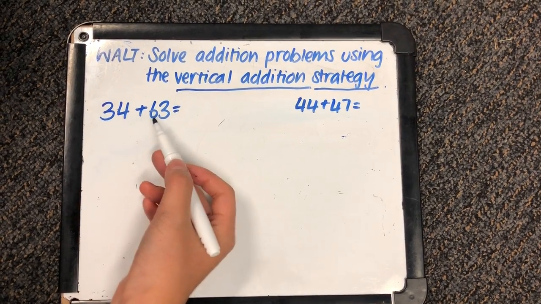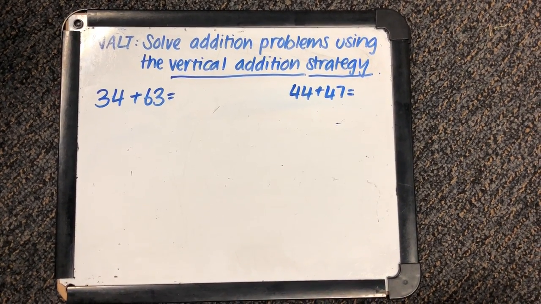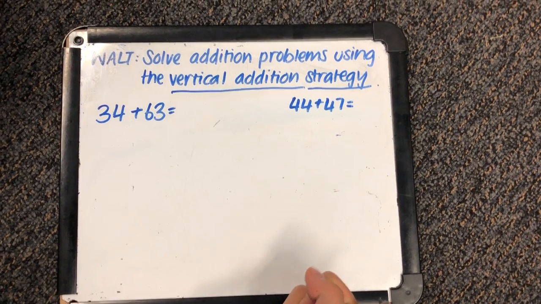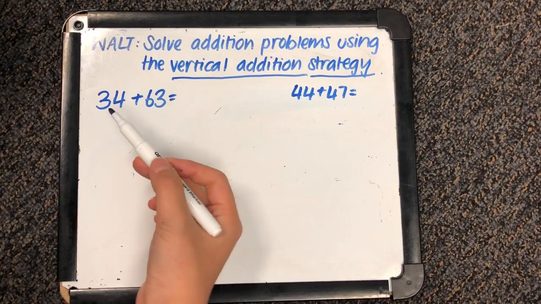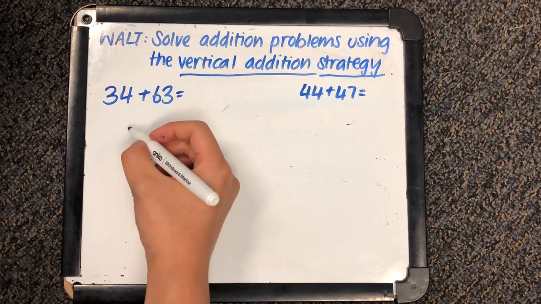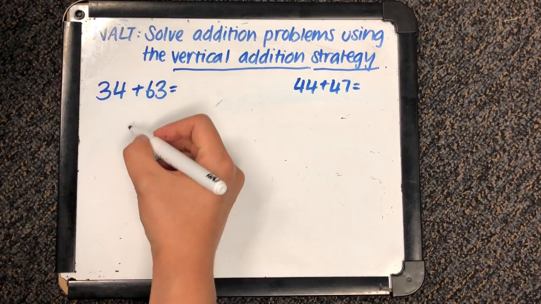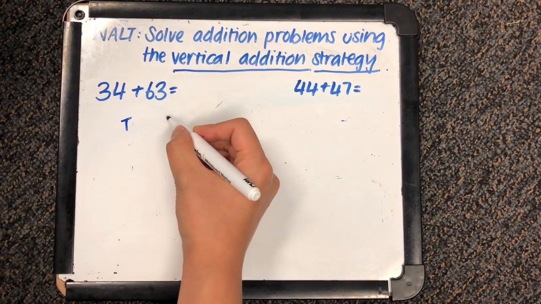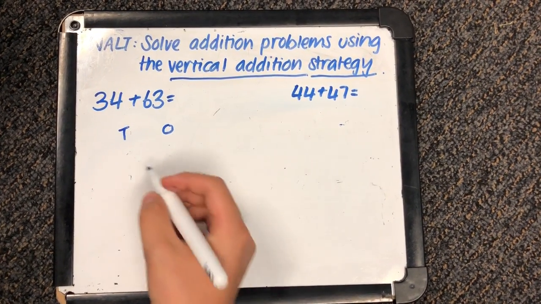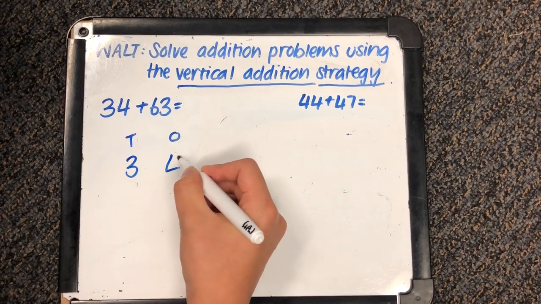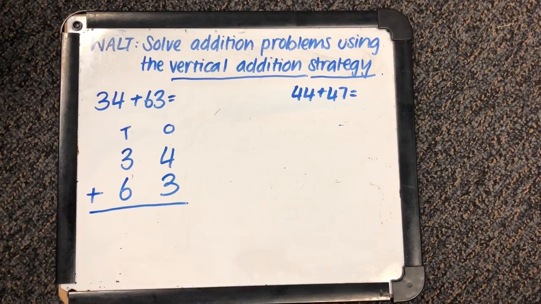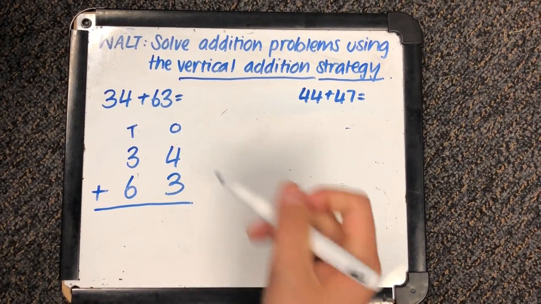First one says 34 plus 63. Now, one of the most important things when we do the vertical addition strategy is that the ones go into the ones column and the tens go into the tens column. So just to help me out, I'm going to draw that up. I'm going to write the tens and the ones, and then I'm going to put my numbers in. So the first number is 34 plus 63 equals.